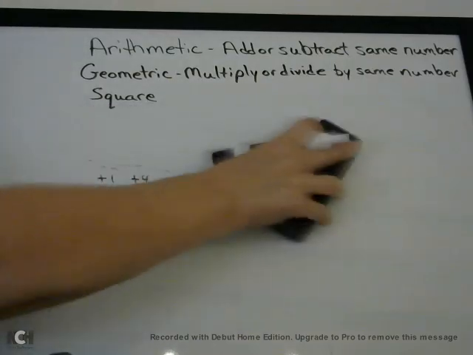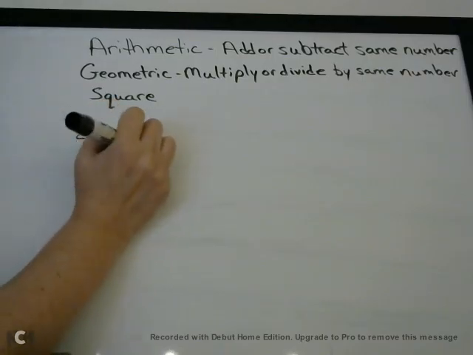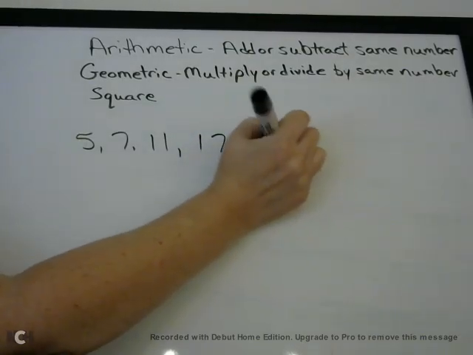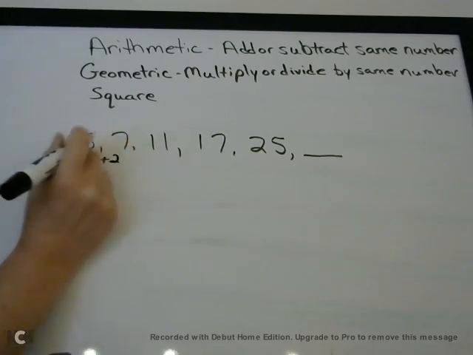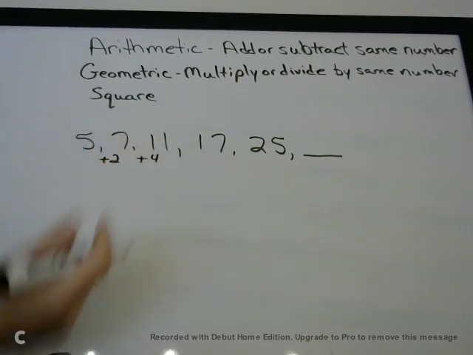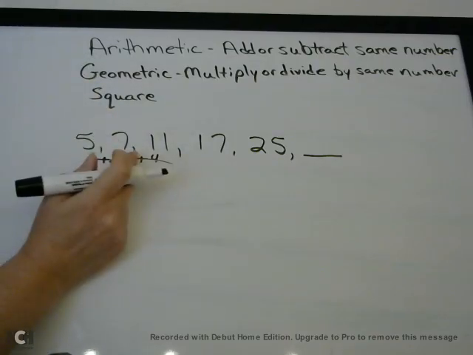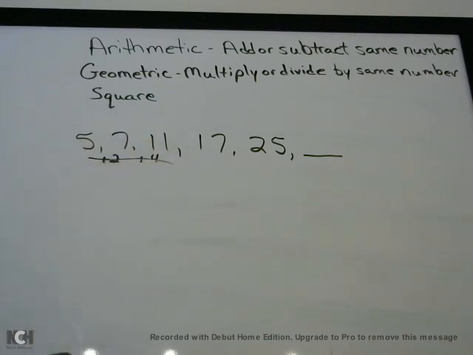Let's do another one where we have 5, 7, 11, 17, 25. What's the next number? So again, we're going to just say, is it arithmetic? We add 2 to get from 5 to 7. We add 4 to get from 7 to 11. It's not arithmetic. Is it geometric? To get from 5 to 7, I don't know that off the top of my head, but it's not the same as from 7 to 11. So I'm just going to say it's not geometric.